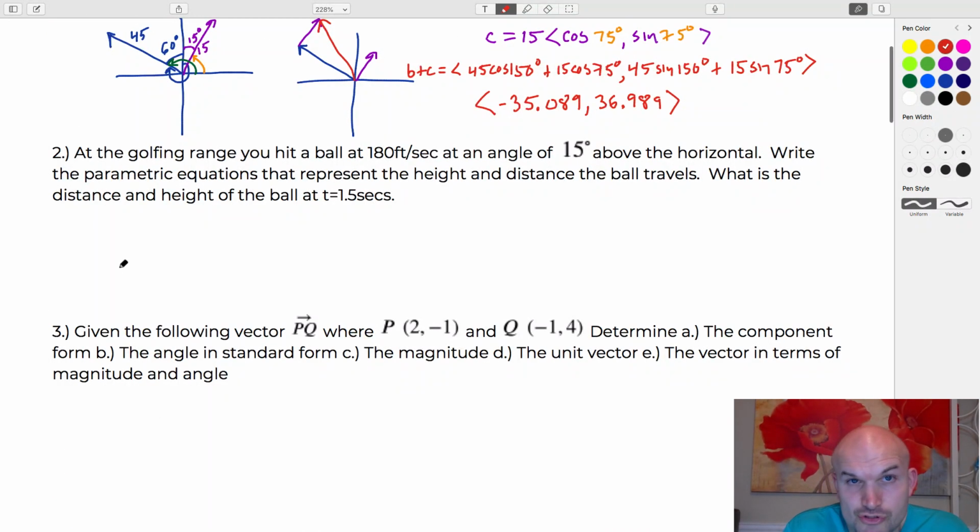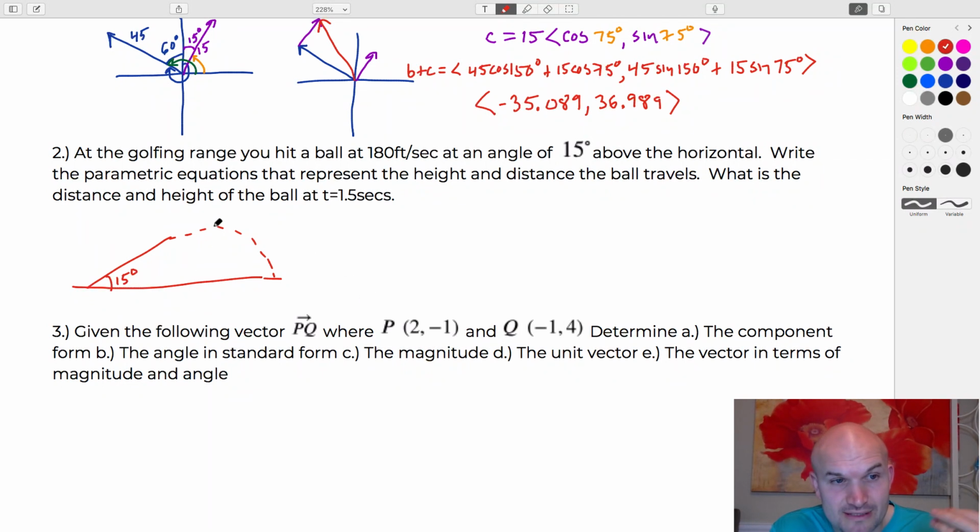First thing we want to do is just draw a picture of what's going on. So we have a ball. It's being hit at 15 degrees above the horizontal, and then eventually it's going to fall back down to the ground, right? So we're looking for obviously the maximum height as well as the distance that the ball travels. So we're looking for this x distance, and we're looking for this y distance, when t is equal to 1.5, and here when t is equal to 1.5.